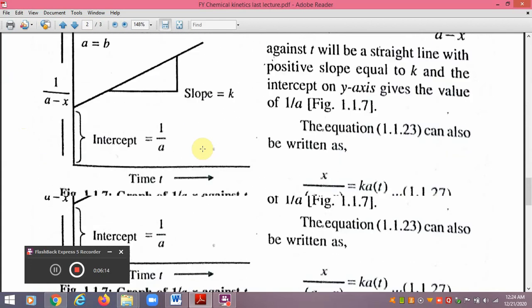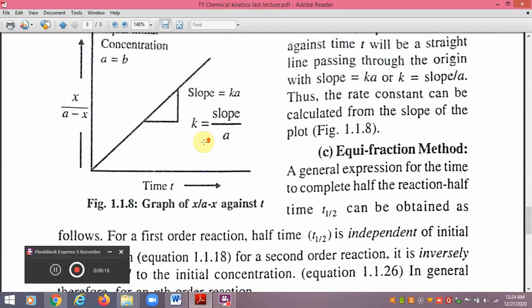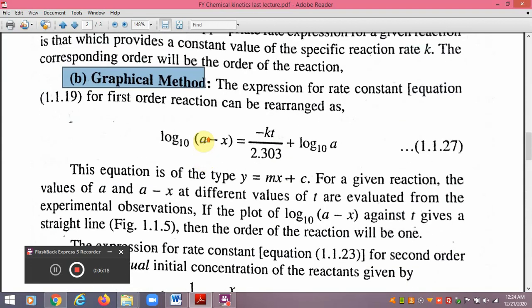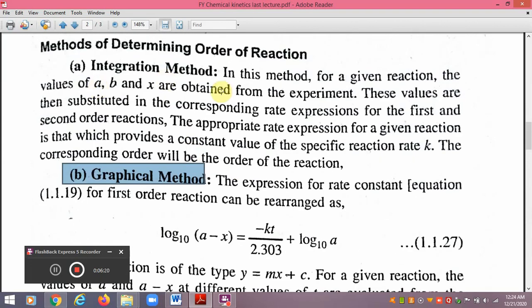So this is the important thing. The next and last one is the diffraction method, which we will discuss later on. In the integration method, which is very simple, we use what we discussed in the study of chemical kinetics about the rate constant for the first order reaction: K1 is equal to 2.303 upon t log to the base 10 of a upon a minus x.